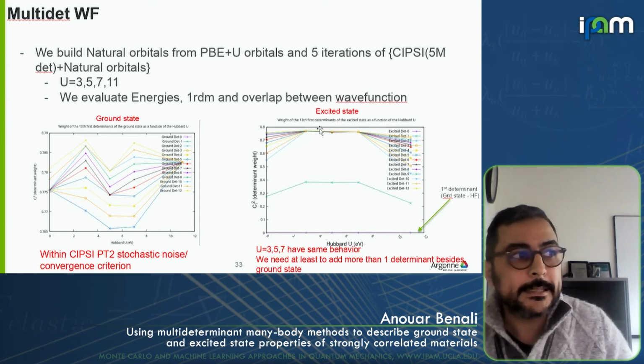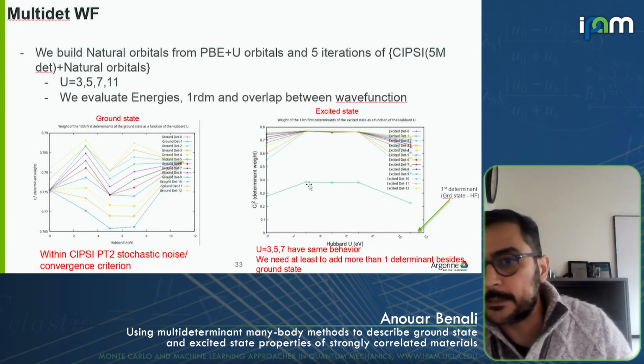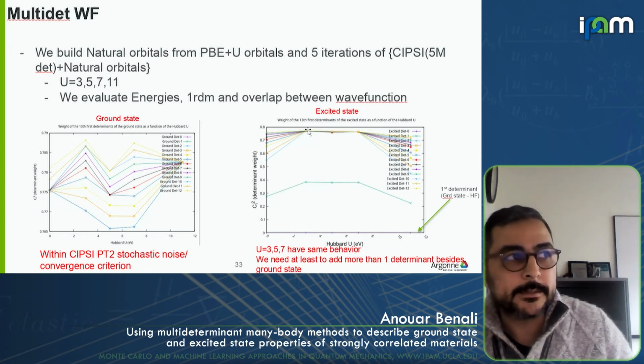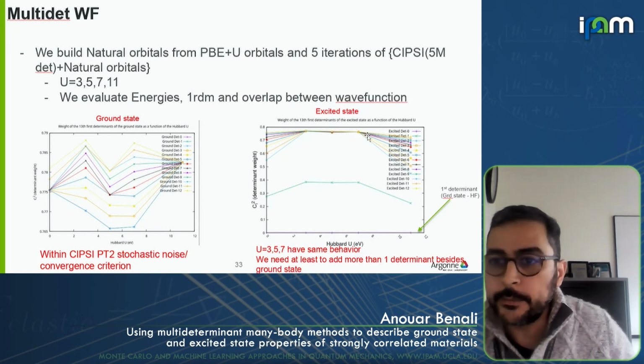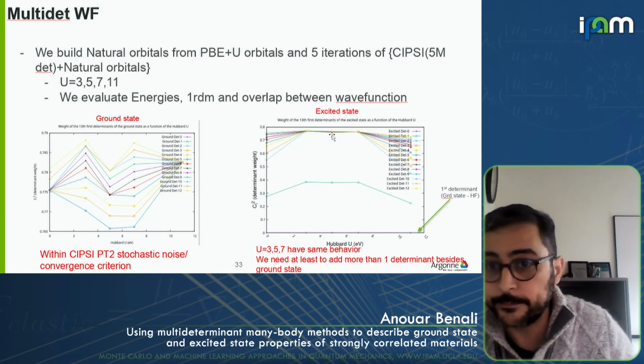Here, however, for the excited state, the first determinant is here. This is the ground state. If you take one determinant, you are only putting about 40% of the correlation. If you put more than two determinants, you are putting 85%, meaning that you don't care about putting 3 determinants, 4 determinants, 6 determinants, or 1 million determinants. As long as you have 2 determinants, you're good.